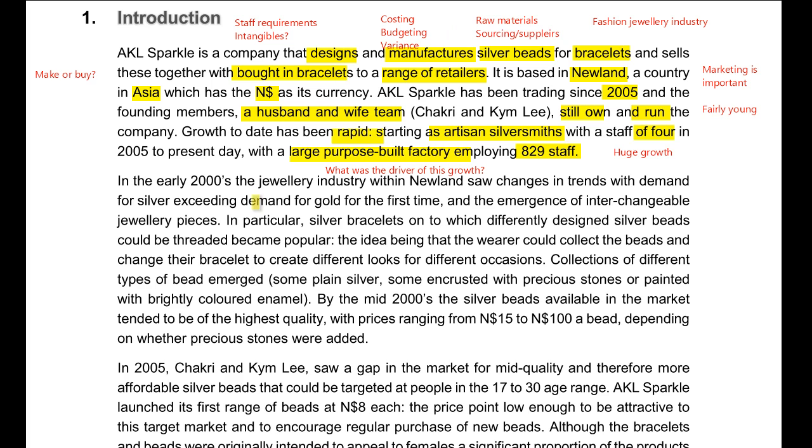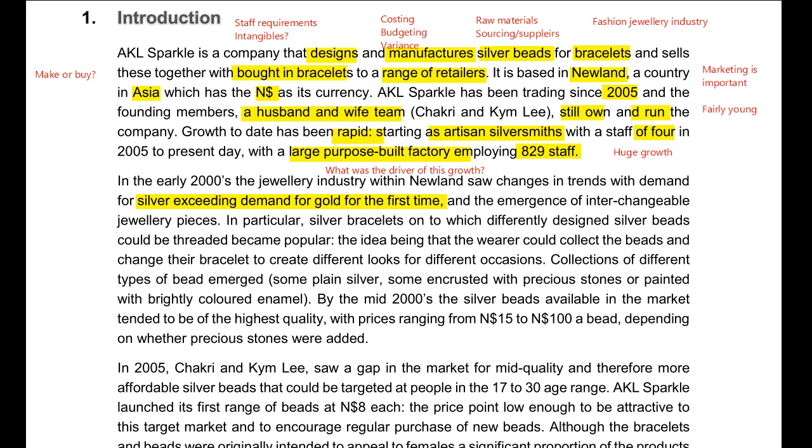Okay, so continuing on, it's in this next paragraph where we learn more about what has happened in this industry in the last 15 years and perhaps have some insight into what has driven this growth. So in the early 2000s, roughly around when the company was first founded, the jewelry industry saw changes in trends with the demand for silver exceeding gold for the first time. So that's a key point in the development here.